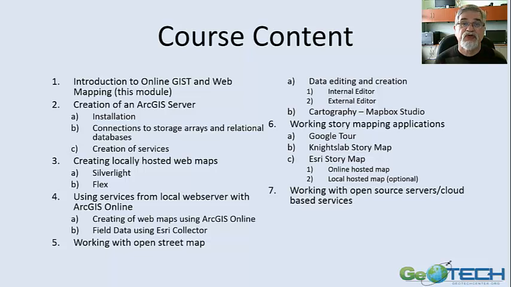We're going to work with Streetmap. Streetmap is an open source piece of software, and we're going to look at how you add data to Streetmap, modify data that's on Streetmap, and also how you change the cartography of Streetmap. We're going to work with story maps, and we're going to build story map applications as part of what we do here. And then we're going to use different types of story maps to build different applications. And the optional chapter is working with open source servers and open source cloud-based services.